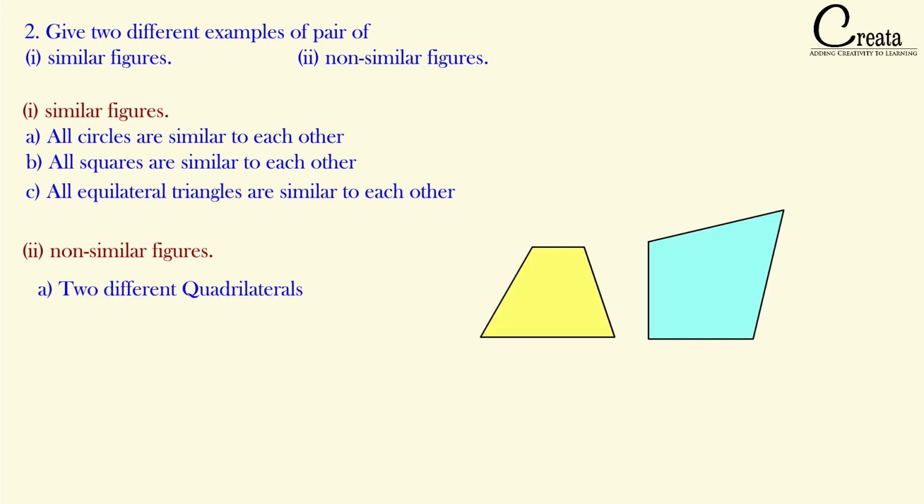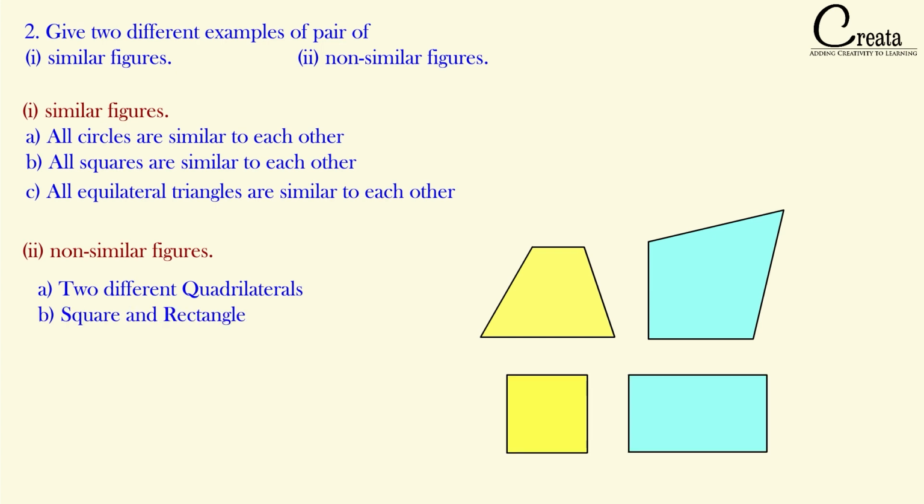These two quadrilaterals are non-similar. These two figures, the square and the rectangle, are non-similar to each other. This circle and this square are not similar to each other. Basically, we have many examples of non-similar figures. Got it? Non-similar means their shapes will not match each other.